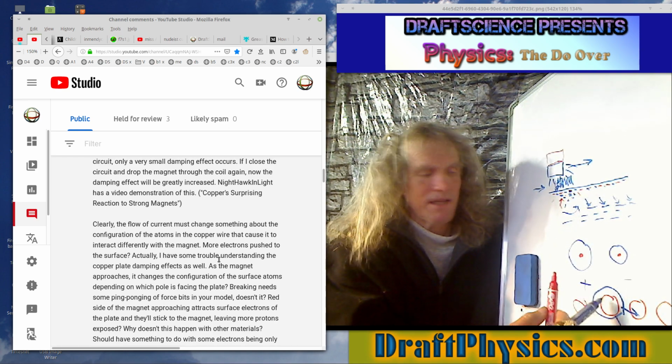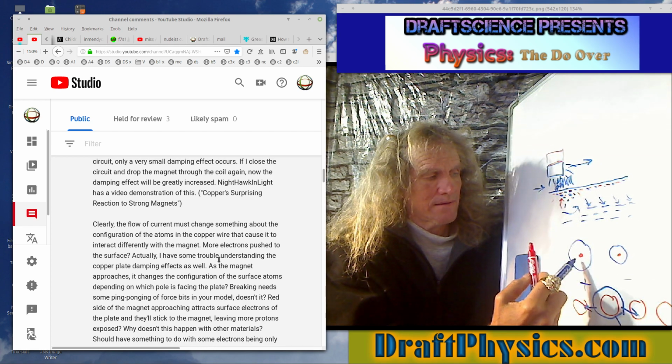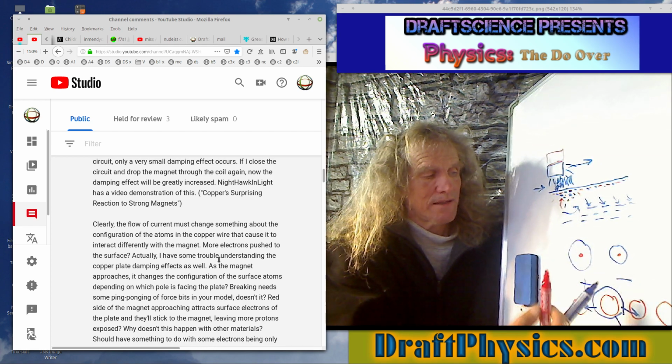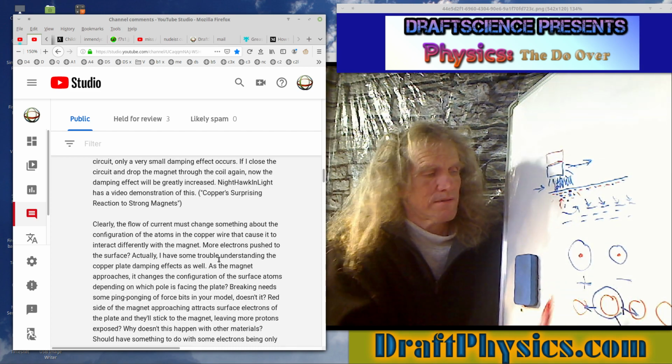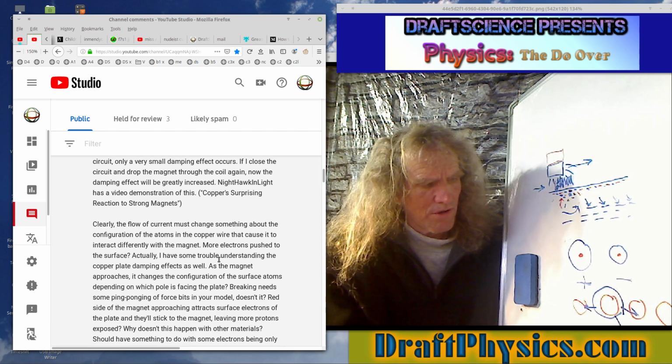And dampening that bias it has. So it's going to start losing its negativity or losing its positivity. That's what a conductor does. So that's why this happens in conductors, you could argue.